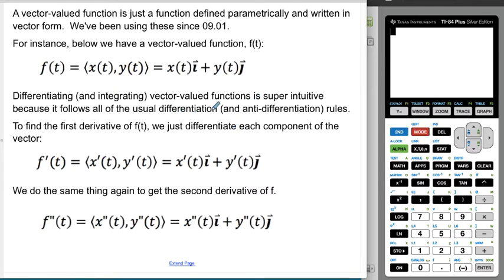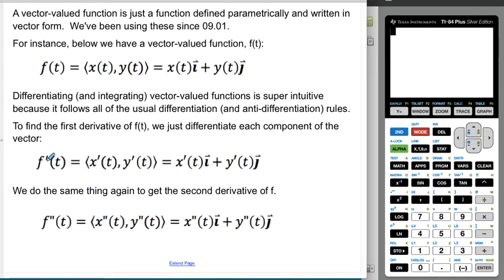When you differentiate a vector-valued function, basically it's super intuitive. You just differentiate the pieces, right? The same is true if you're doing anti-differentiation or integrating: you basically do it piece by piece. So if we have f of t as this vector-valued function, the first derivative, f prime of t, is just going to be <x'(t), y'(t)>, still in pointy brackets, or x prime of t in the i vector direction horizontally, and y prime of t in the j vector direction, which is vertically. If you want to do the second derivative, it's the same thing.